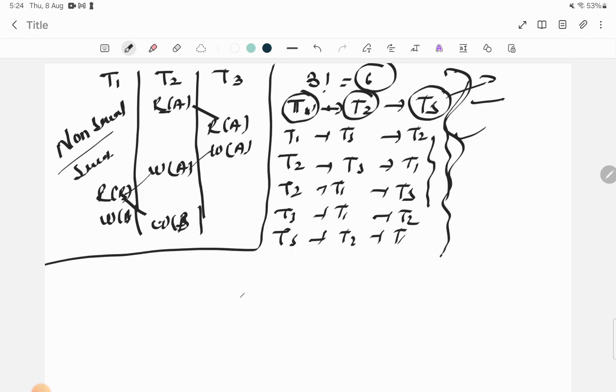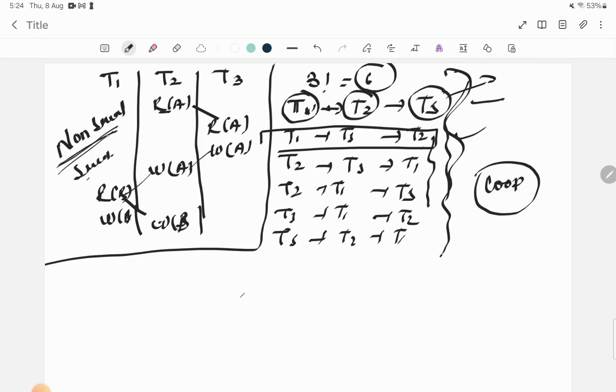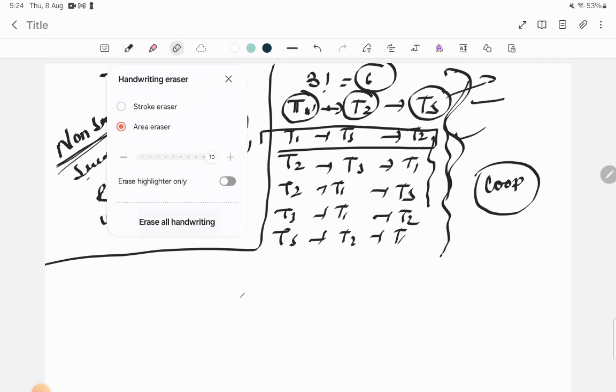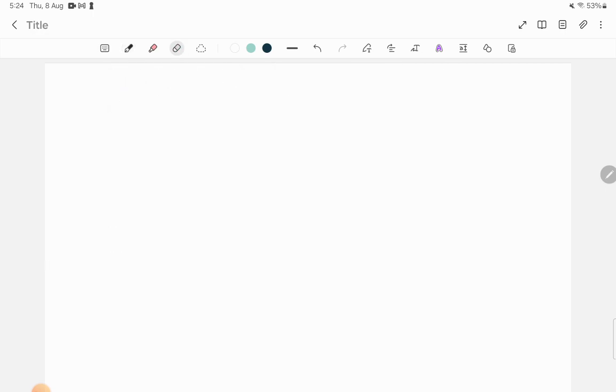Okay, so as we discussed in the previous video, if it is a serial schedule, the graph will be like this. If it is a non-serial schedule, what will happen? There will always be a loop. So in order to convert this non-serial schedule to a serial one, we are going to follow some rules. Before discussing what conflict serializability is, we have to discuss what conflict equivalent is.